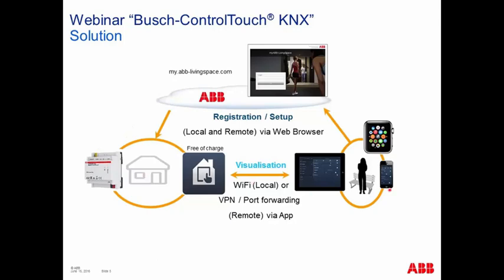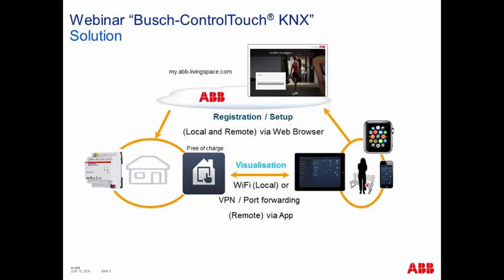So first of all, you as a system integrator or installer have to register this device, and this is done via this My ABB Living Space portal. Again, you might remember it from Welcome System, but also from Free at Home. It's for registration, but also for setting up the whole functionality in this device. And of course you can access it locally via any web browser, via the network in the building, but also remotely.